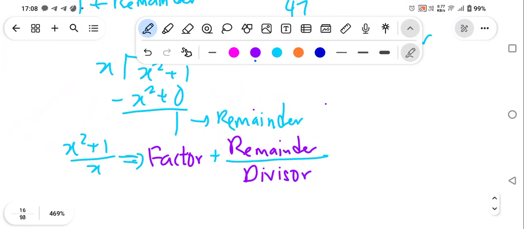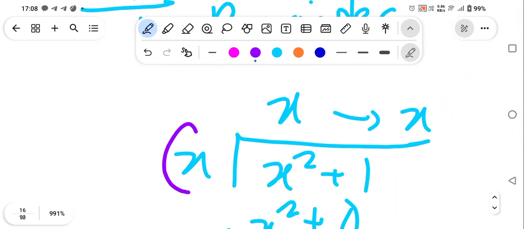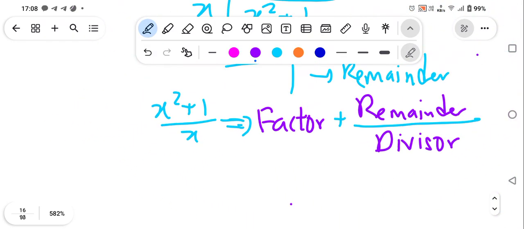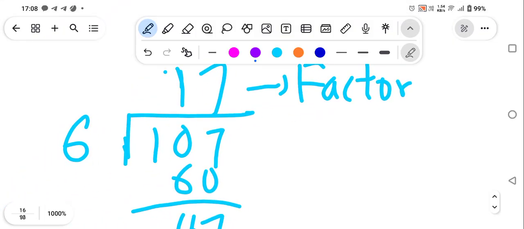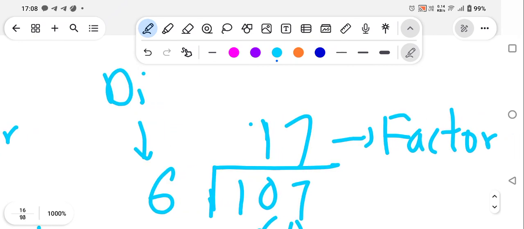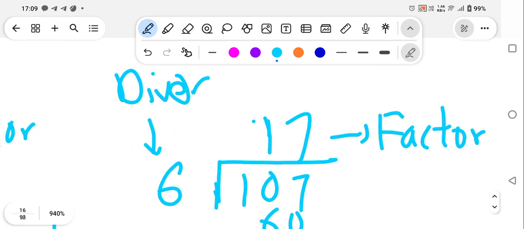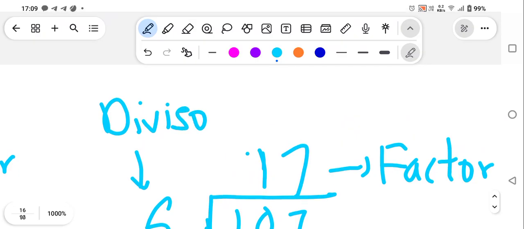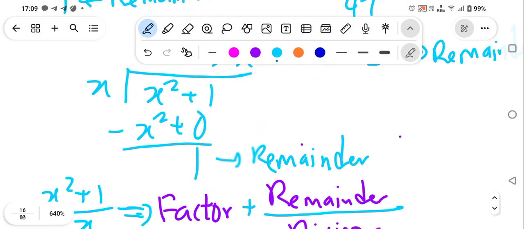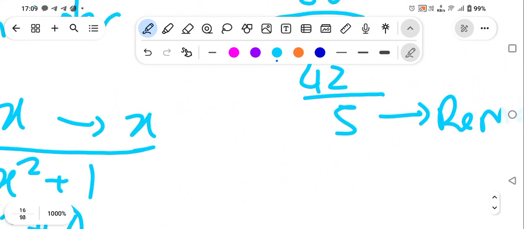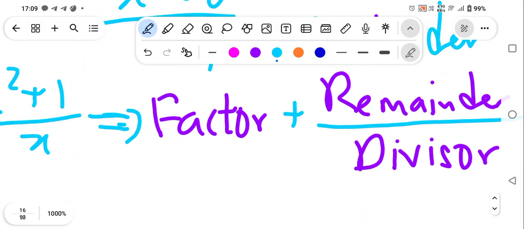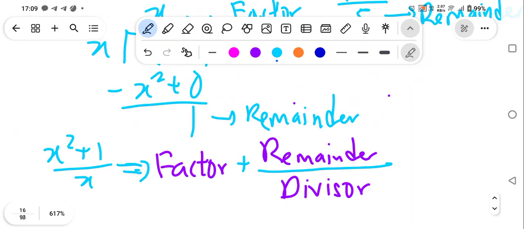Yeah, this is just common sense, because you want to divide x, want to divide 7. Let's say, this is just the same thing right here. So if this is a factor, this is the remainder, then this is the divisor, because you divide 107 by 6. So this is the divisor. Clearly we can see the factor is x. The factor is x, the remainder is 1, and the divisor is x.